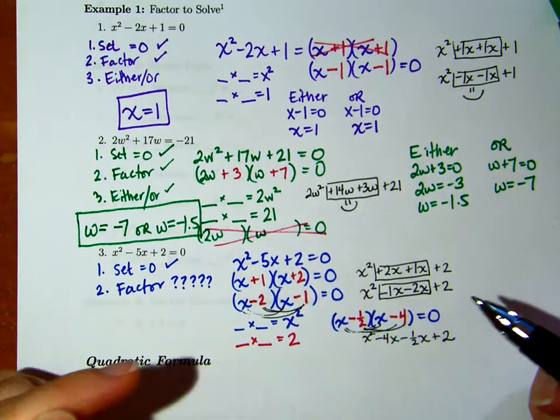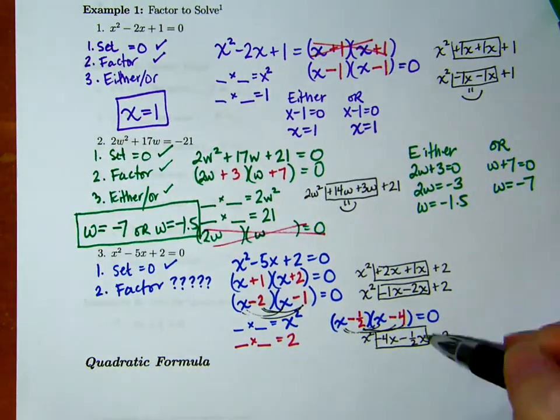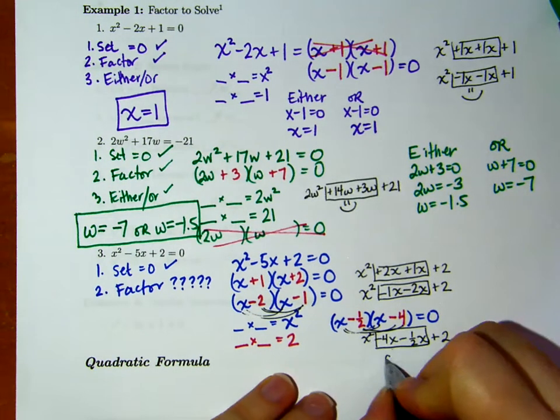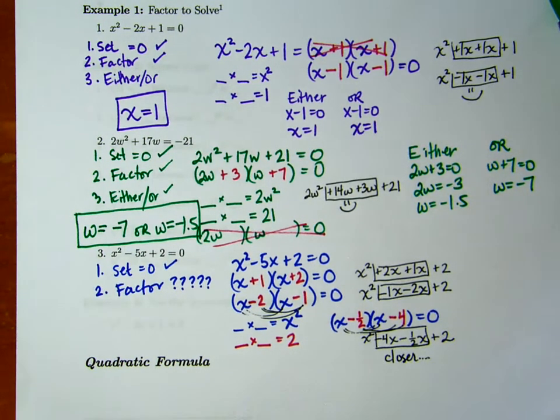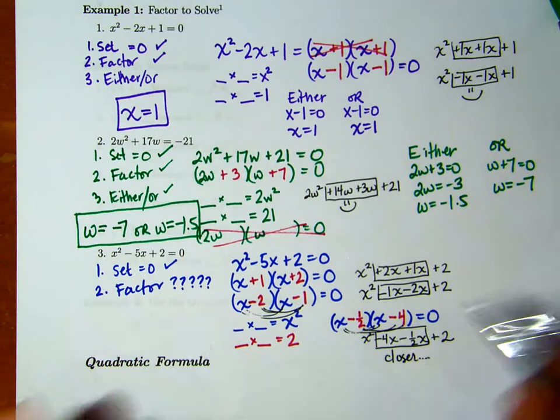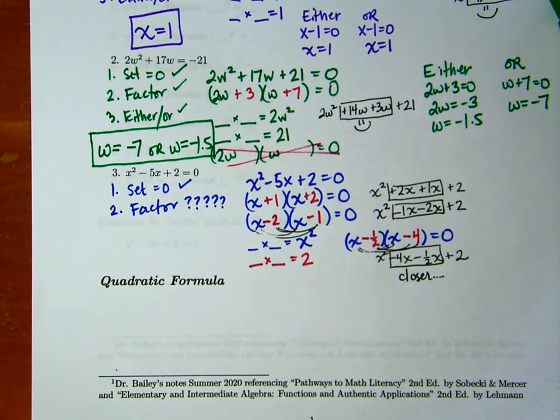That is closer. But how many fractions am I going to have to try before I get close enough? So this is closer. But then I think to myself, fractions? There are infinitely many of these. Okay, so then in rolls the quadratic formula.